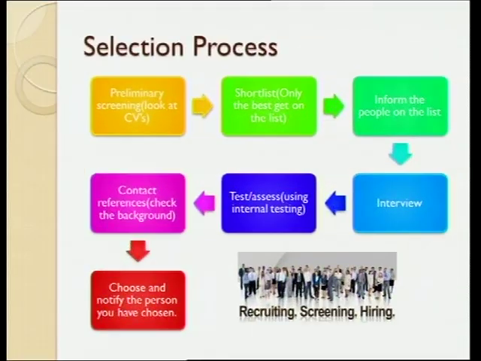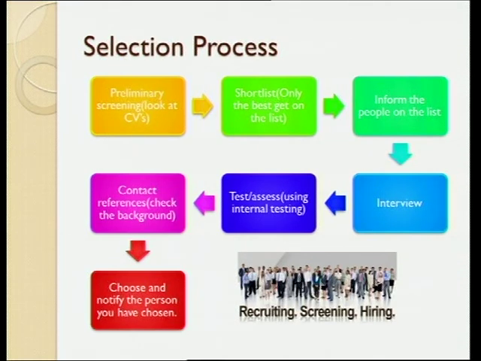Okay, so now we've got the selection process. One was recruitment, now this is selection. So I'm going to run through each one of these with you so that you can be familiar with it. Because a lot of questions actually ask you, what are the steps? Okay, so I made it as colorful for you and as flowing as possible. We're going to talk about each one of these.